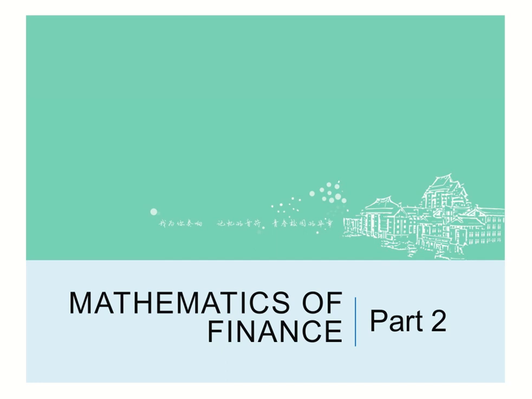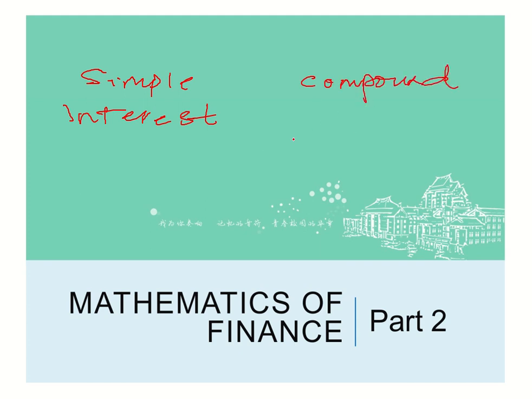In the previous section, we have learned about two ways to calculate the interest. So the first way is called the simple interest. And the second way is called compound interest. And we also learned that to calculate compound interest, we need to know what is conversion period.